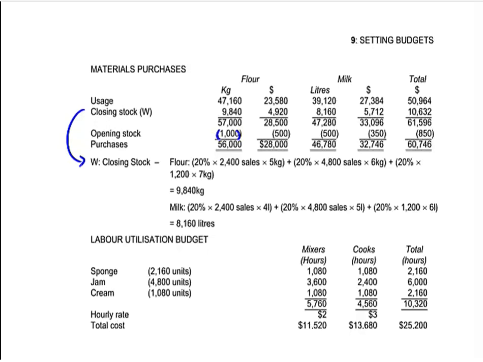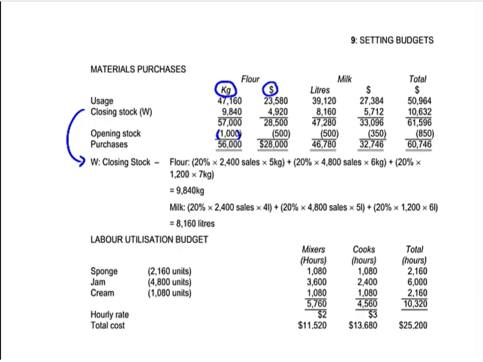As well as having our budget then for materials in kilograms, we also need to have it in dollars, so we can attribute a financial value to it and work out how much it's going to be needed to be tied up in raw materials. So we need to multiply that by the cost per kilogram, and we're told then that flour costs 50 cents per kilogram, which is why all those dollar values are half the kilograms.